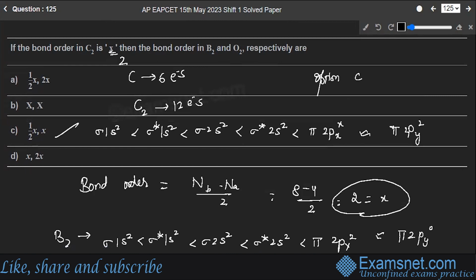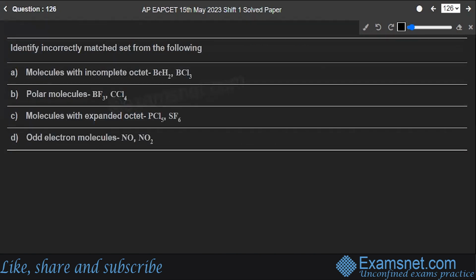Hope you understood this. Let's move to the next question, number 126. Identify the incorrectly matched set from the following. First one, molecules with the incomplete octet, BeH2 and BCl3. No, this is absolutely correct. This is correct. Next, polar molecules, they are BF3 and CCl4. CCl4, are these polar? No, they are non-polar molecules.